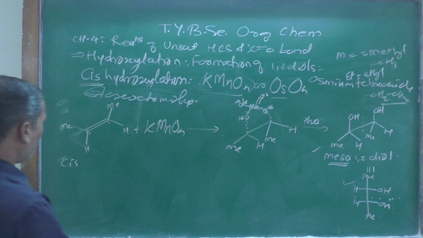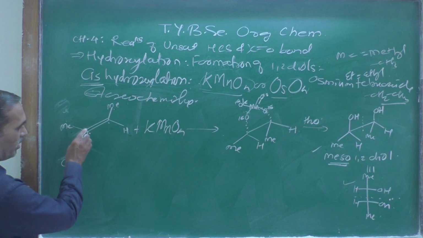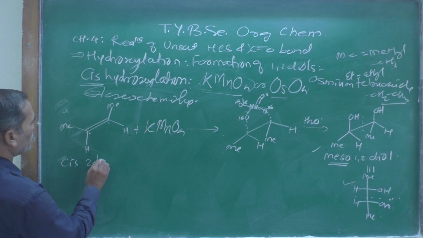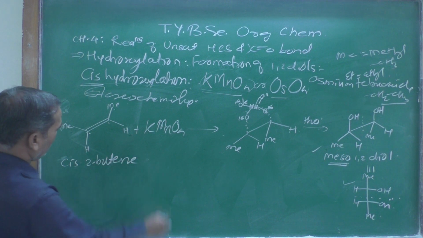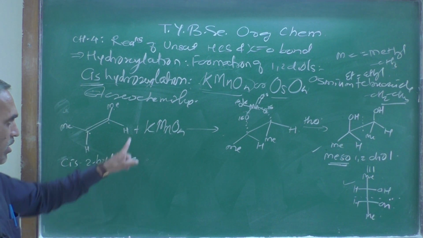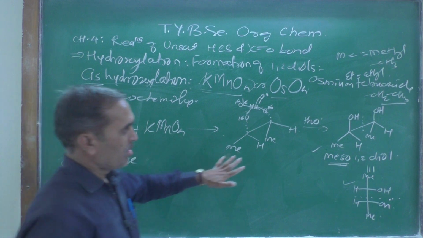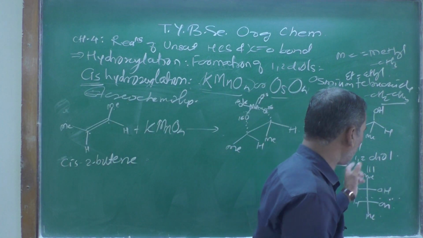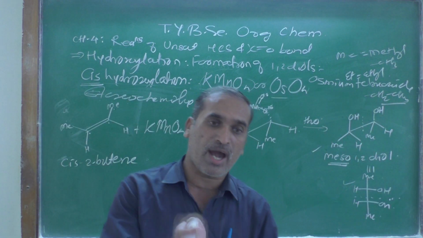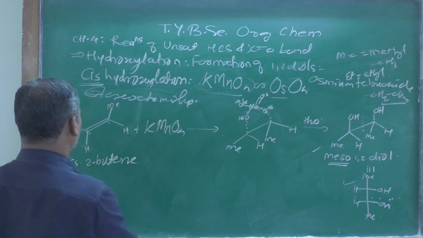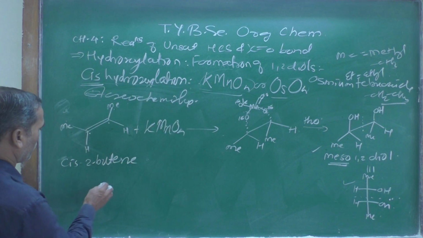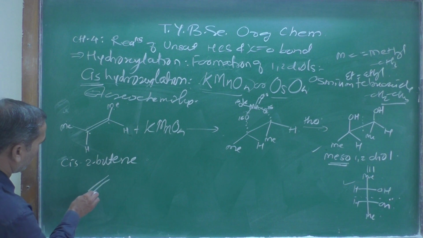If you start with cis-2-butene and treat it with the same reagent, we get this type of meso compound. If you start with trans-2-butene, what do you get? Let us see that also.